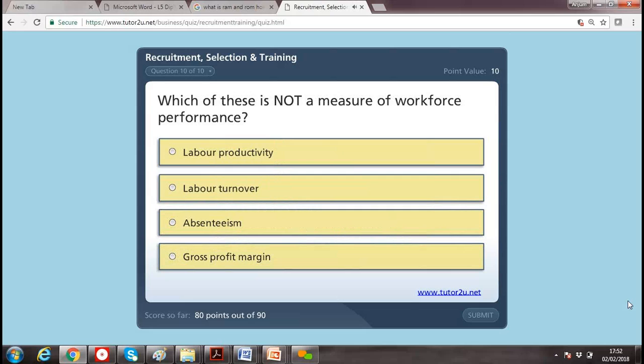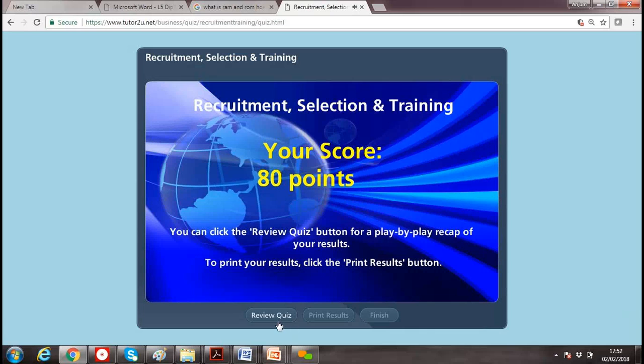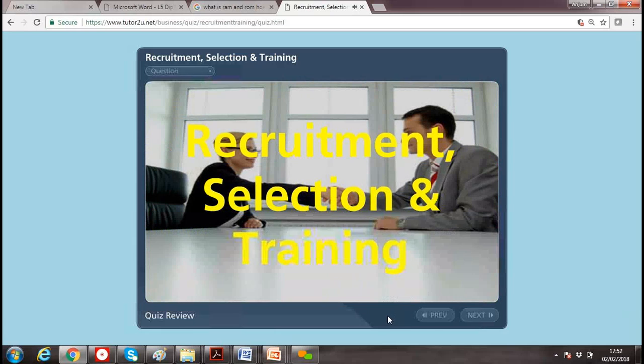Which of these is not a measure of workforce performance? Absenteeism? Not a measure? No. Gross profit. Okay, we'll review.